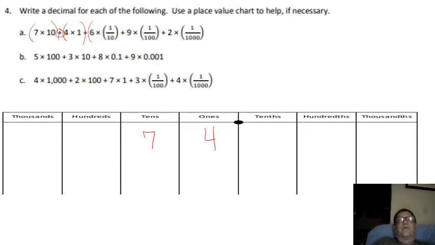6 times 1/10, 9 times 1/100th, and 2 times 1/1000th. So our answer is 74 and 692 thousandths.